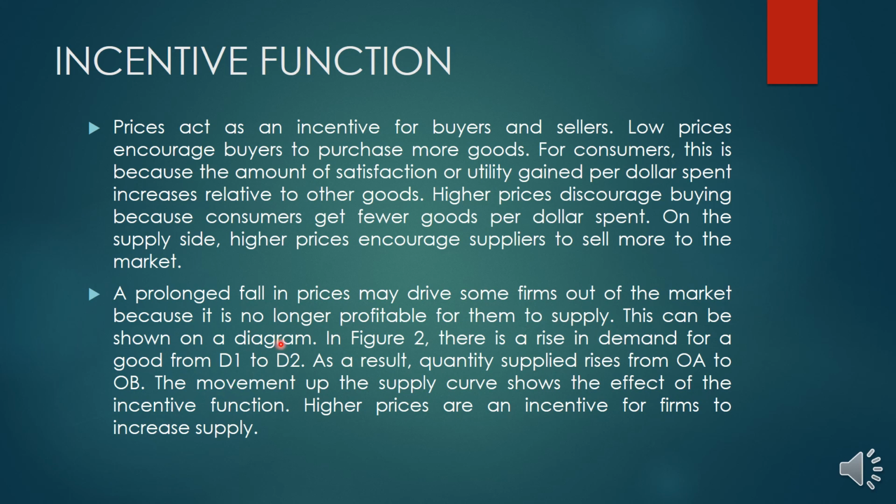This can be shown on a diagram. In figure 2, there is a rise in the demand for a good from D1 to D2. As a result, the quantity supplied rises from OA to OB. The upward movement up the supply curve shows the effect of the incentive function. Higher prices are an incentive for the firms to increase the supply. Okay, I will explain that one in the next slide.